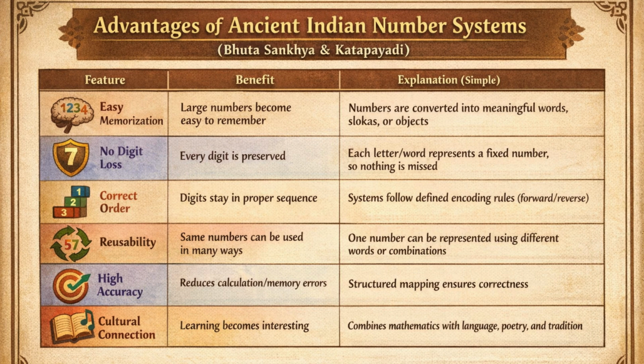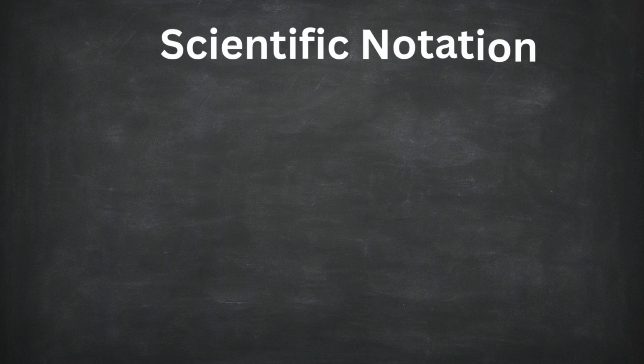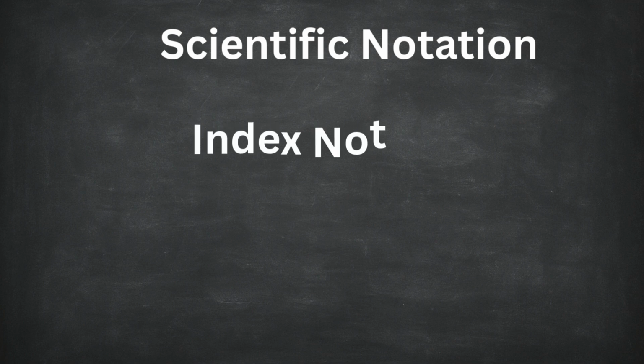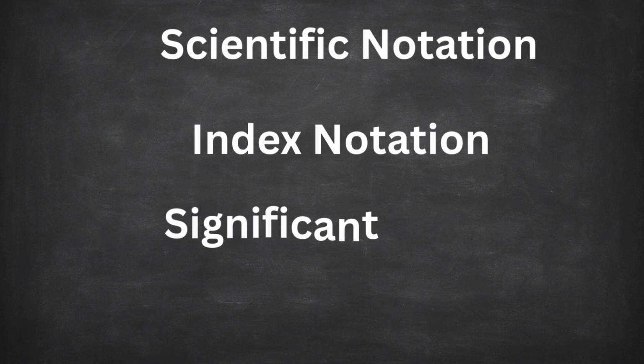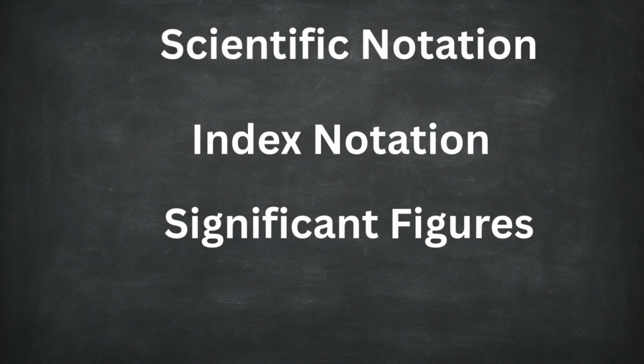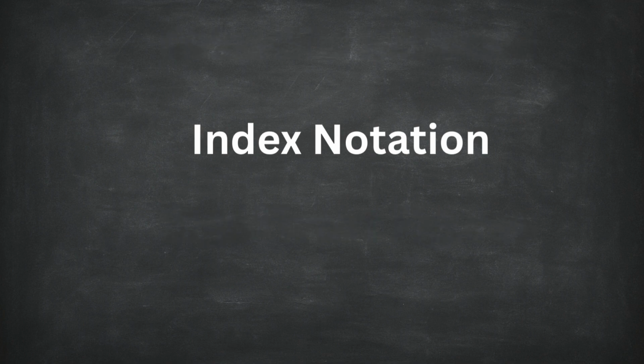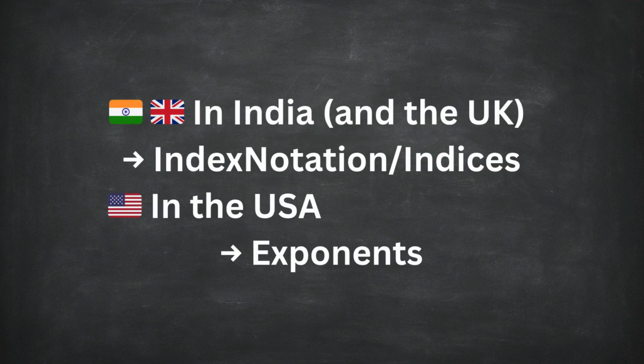This is exactly the idea behind a powerful modern concept, scientific notation. Before we understand scientific notation, we need to learn two important concepts: index notation and significant figures. These three belong to the same family. Let's start with index notation. In India and the UK, we call it index notation. In the US, it's called exponents.